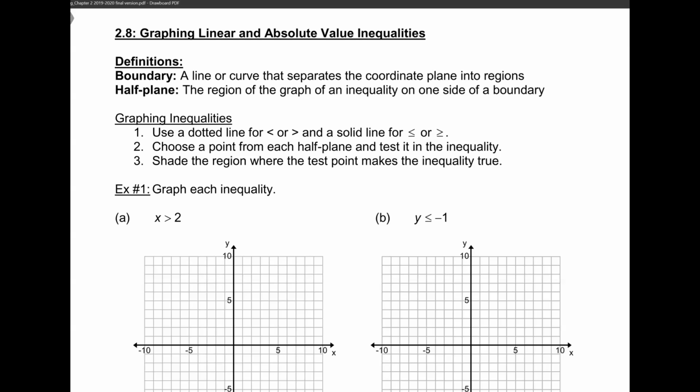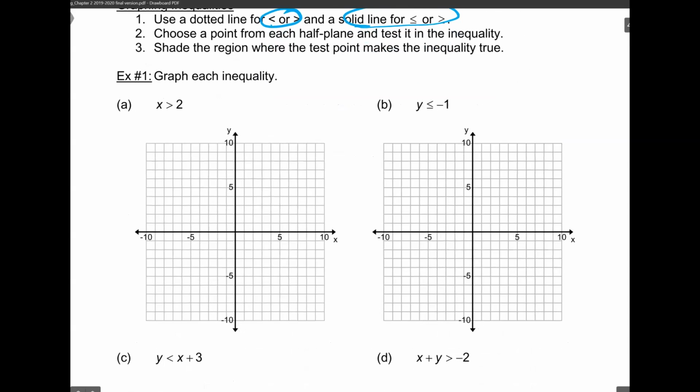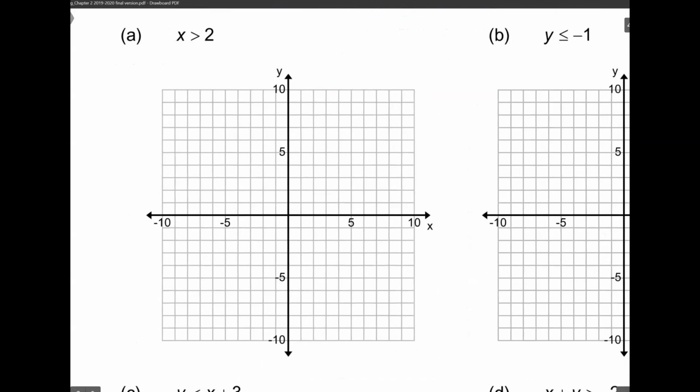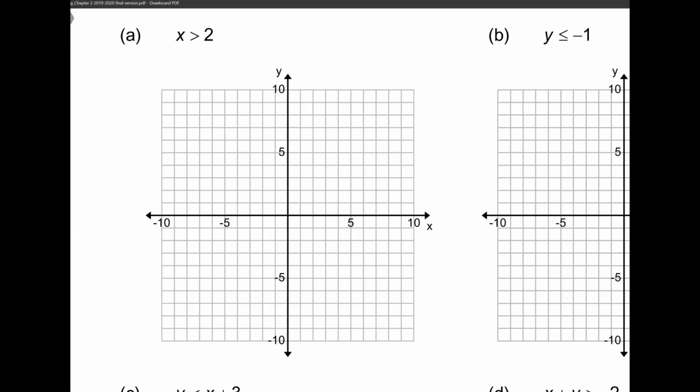But how do you actually graph them? How do you graph inequalities? These are not equal signs. They're greater than, less than, greater than or equal to, less than or equal to. So you choose a dotted or dashed line if you just have greater than or less than. But if you have an or equal to, you draw the solid line like you normally would for an equal to. Then you choose a point from each half plane to test it, and you shade where it makes it true. So it's a lot of words. Doing it makes more sense.